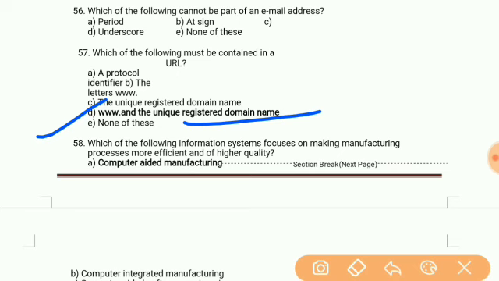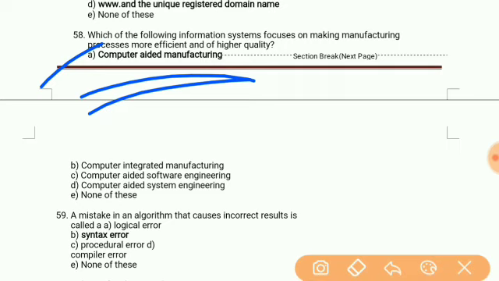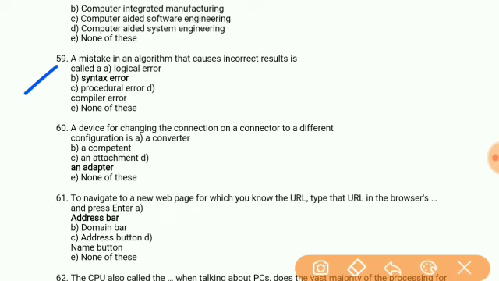Then which of the following information systems focuses on making manufacturing processes more efficient and of higher quality? That is computer aided manufacturing. Computer aided manufacturing system focuses on making manufacturing processes more efficient and higher quality. A mistake in an algorithm that causes incorrect results is a syntax error. This is very important and often comes up in exams.